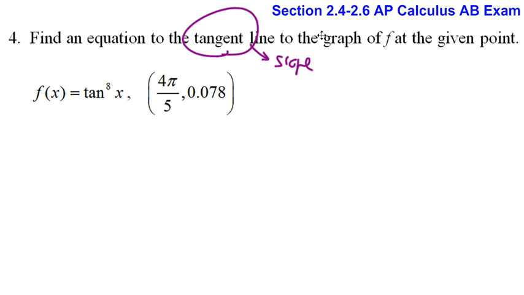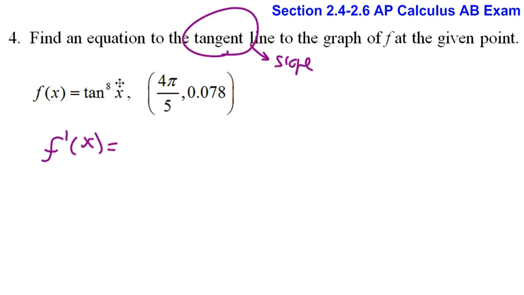So let's find the slope. What's the slope of this guy right here? So that means our first step is to find f prime. Okay, so let's find f prime. And the derivative of just tangent is going to be secant squared.